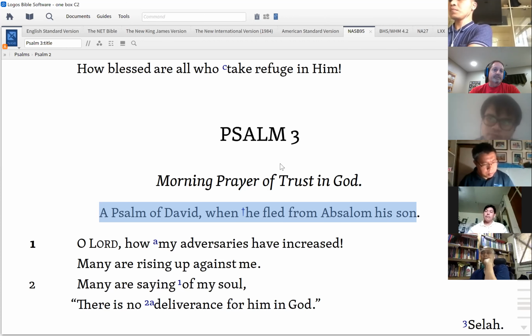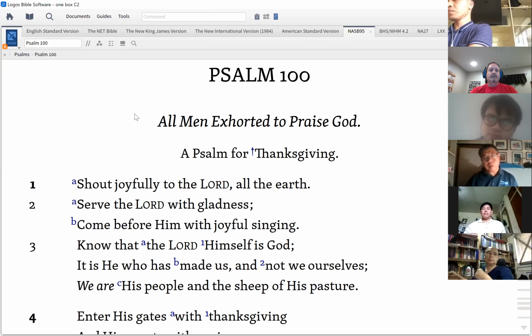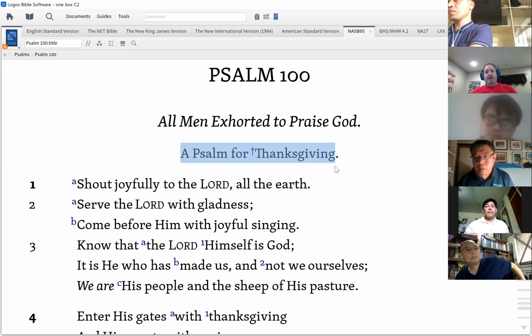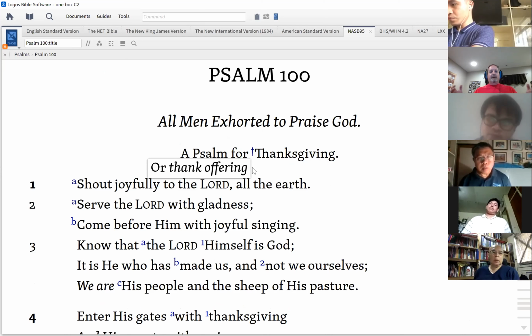All right? Another example: here, we're not told who the author is, but we are told the occasion for the psalm. A psalm for thanksgiving. And if you were to look at this word, it's literally thank offering. So it was a psalm that was written to be sung as part of a worshiper bringing a thank offering to the Lord. Or the psalm itself, some consider it as the thank offering being given to God.